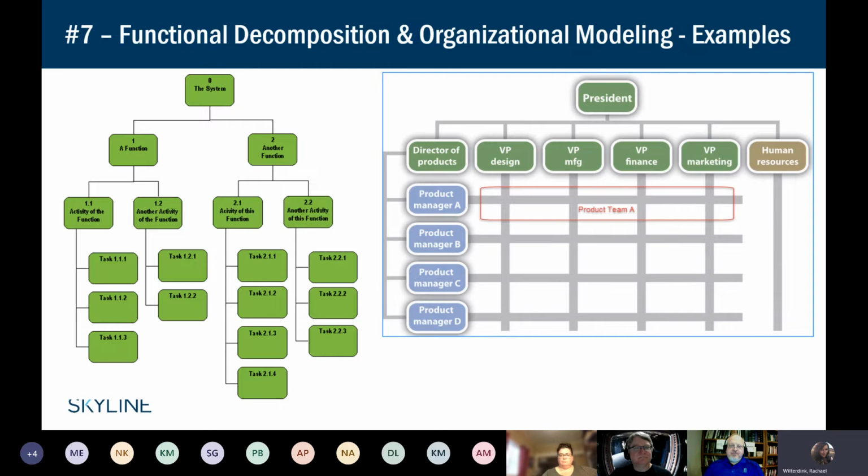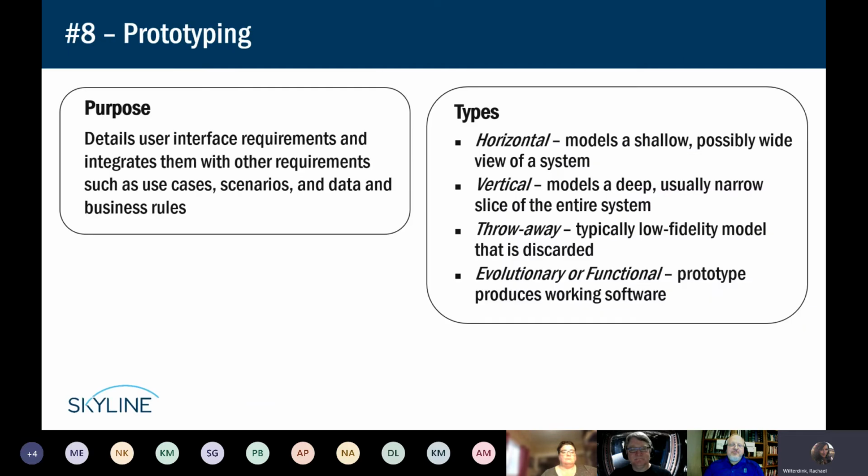So the next slide here just gives some examples. The one on the left is an FDD. The one on the right is an org chart that's more of a matrix type chart. So I think it's pretty straightforward. And if you haven't used this before, well, this is a good opportunity to try it out.